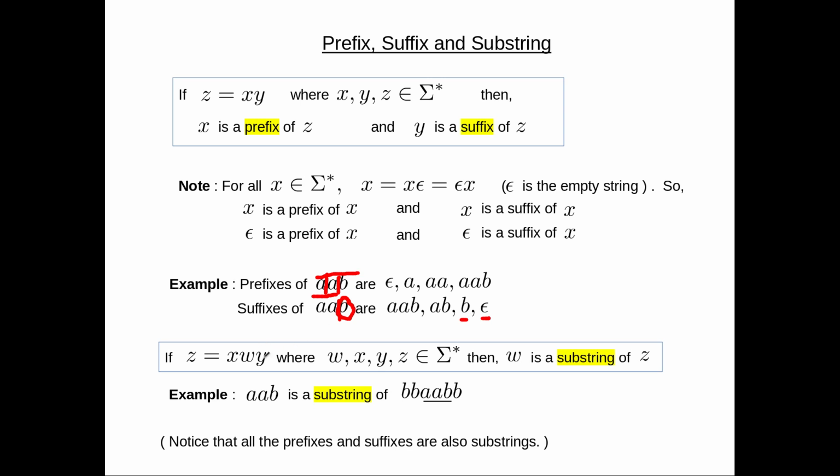Similarly, substring. A substring occurs in the middle of the string, right? If you can write z as x w y, then this w is a substring of z. Again, you can see that z is a substring of itself, because I can take x and y to be the empty string. In fact, all the prefixes and suffixes are also substrings, but the converse is obviously not true, right? Again, a trivial example: if you take this string, you can take this part, and this will be a substring.